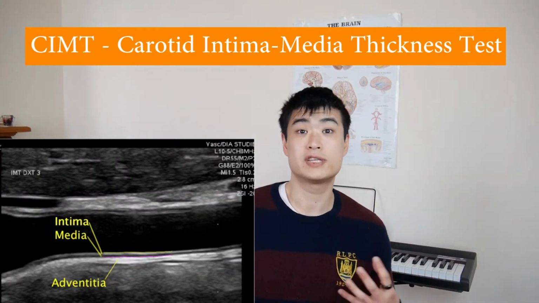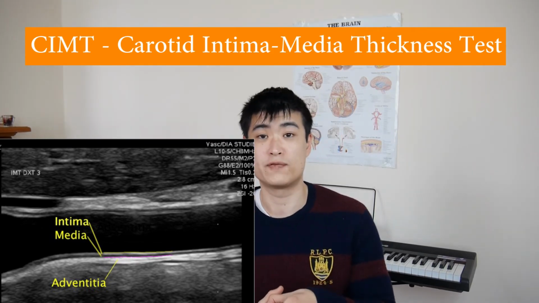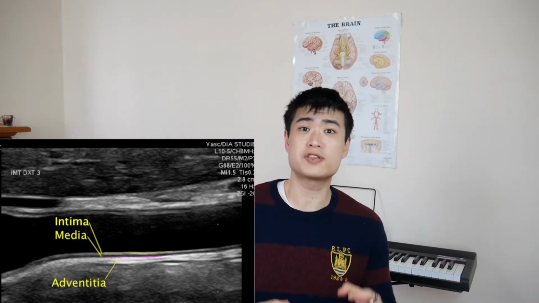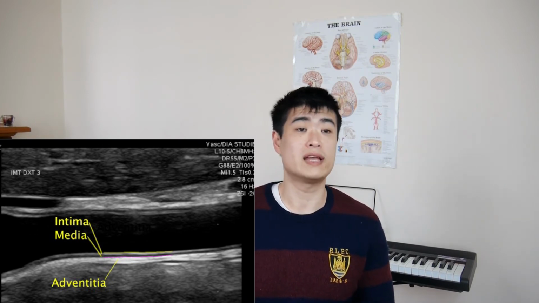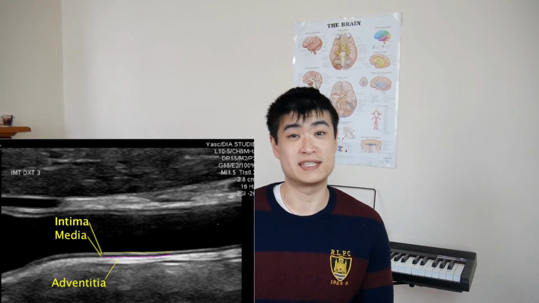The second test is a CIMT test, or carotid intima-media thickness test. And this measures the thickness of your carotid arteries. So the thicker the arteries are, the more likely there is of inflammation and plaque buildup in these arteries. So it's a good assessment of your risk of future plaque buildup.